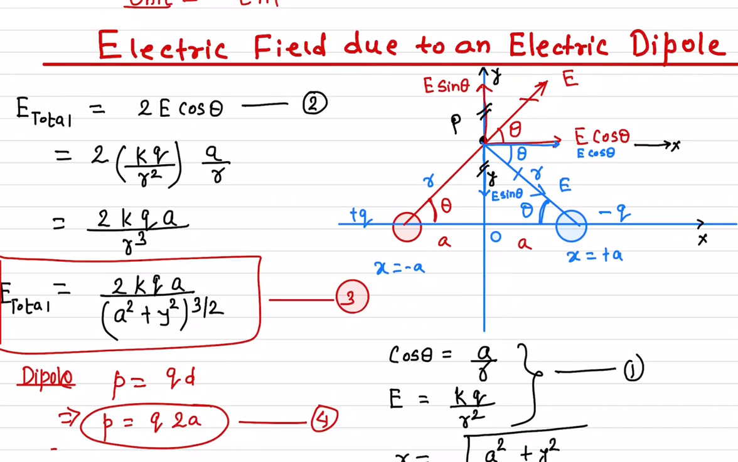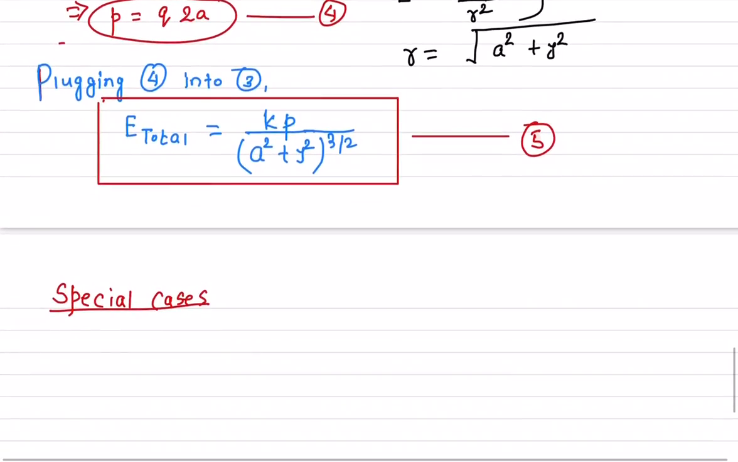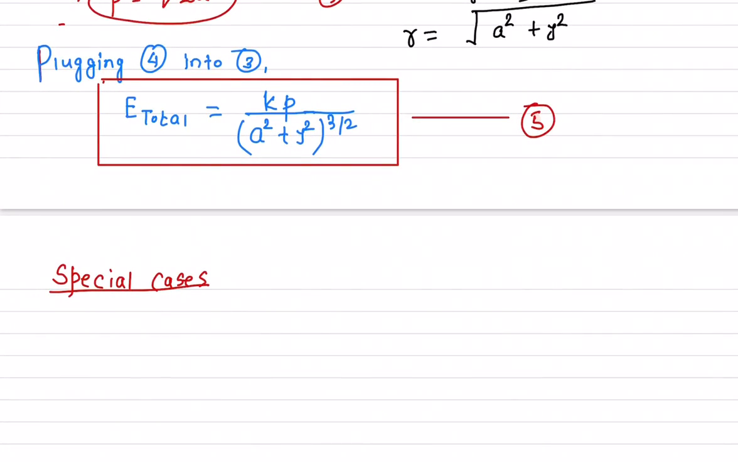If this point P, now let's come back to here, if this point P is very, very far, much further, then how can you write it down? Well, point P, this is special case 1: just a long distance from the dipole.